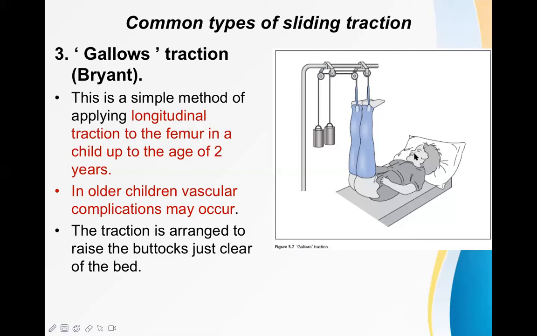So see here, this child's weight is acting like a traction here, and there is some counter traction, and both of the lower limbs of this child who has a fractured femur are hung here on the ceiling or on some area which is above. So this is a simple method of applying longitudinal traction to the femur in a child up to the age of 2 years. In older children, vascular complications may occur, so we do not go for this.